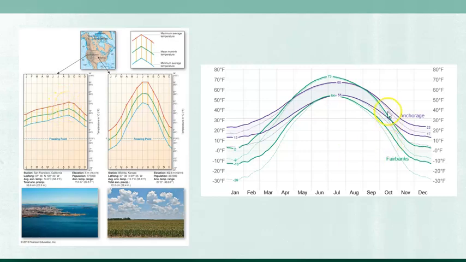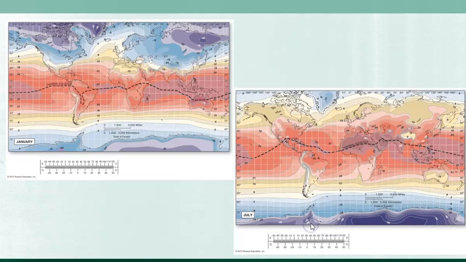I made a little graph right here that compares Anchorage to Fairbanks. Now, it's not a perfect comparison because they're at different latitudes, but Anchorage is a little bit more maritime, so its temperatures are more moderate. Fairbanks, on the other hand, is a little bit more continental. And then the last couple of maps to show you right here.